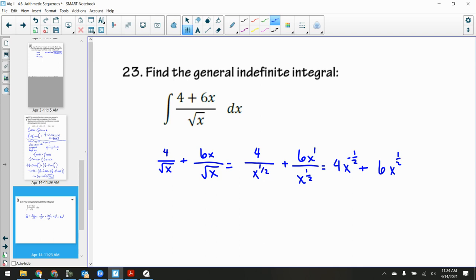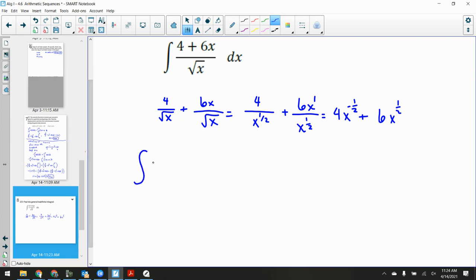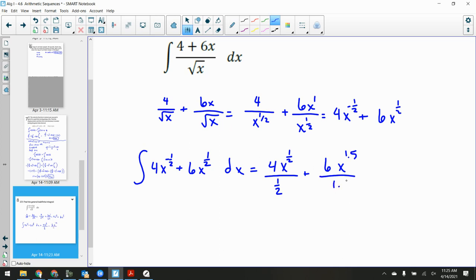Now we take the antiderivative rules. So we say we want the integral of 4x to the negative 1/2 plus 6x to the positive 1/2 dx. Okay, kick up the power 1 unit. So that's 4x to the positive 1/2 divided by 1/2. And this is going to be plus, I always make this a decimal, 6x to the 1.5 over 1.5.